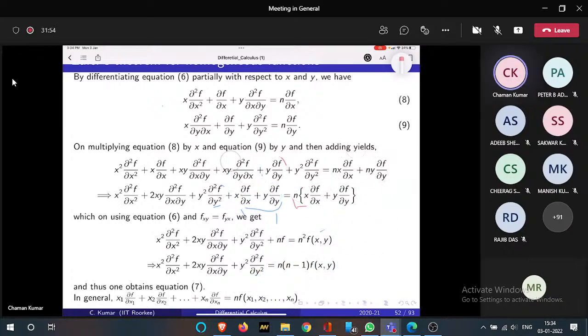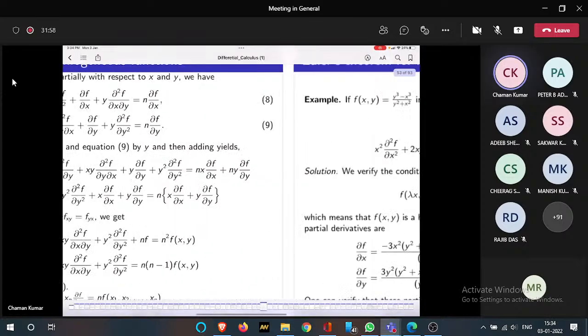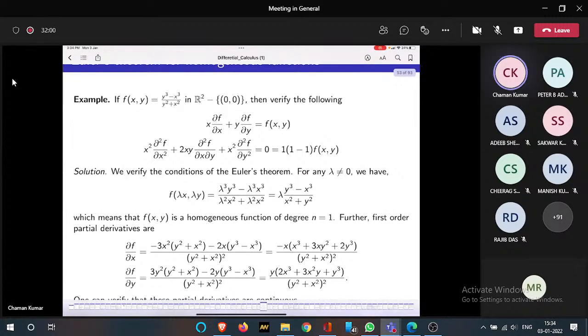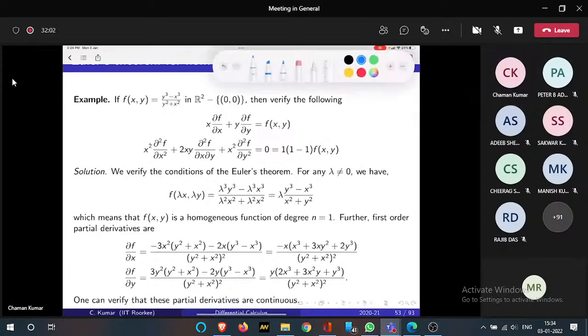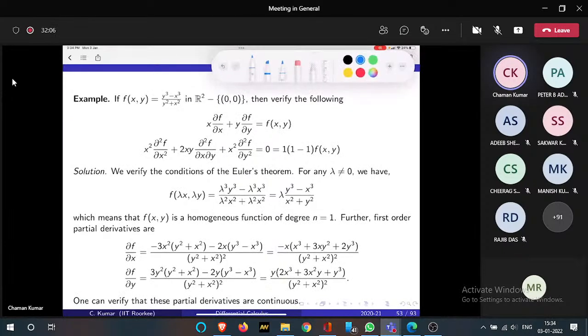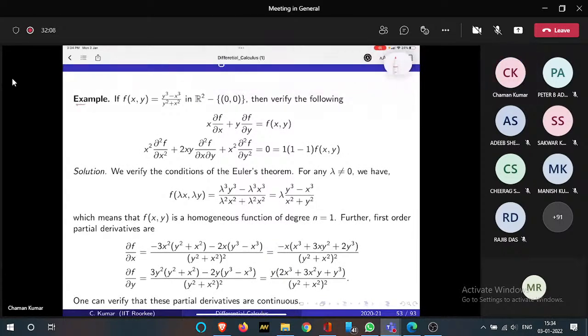So this completes the proof of Euler's theorem. Now let us go to some example. So let us consider this function: f(x,y) equals (y^3 minus x^3) divided by (y^2 plus x^2).